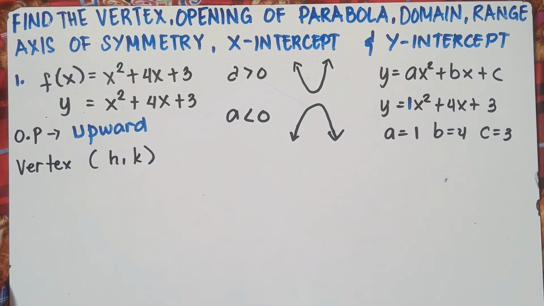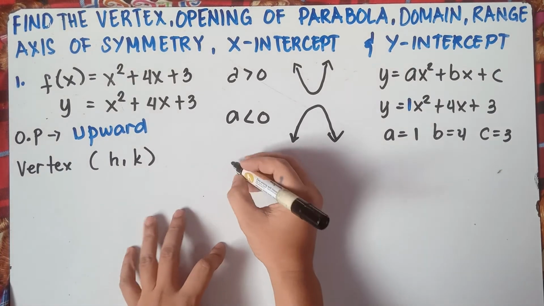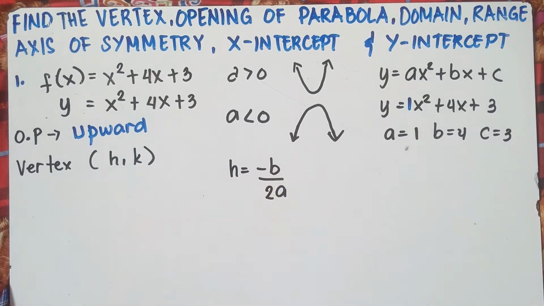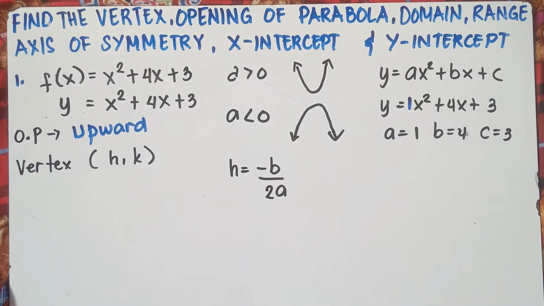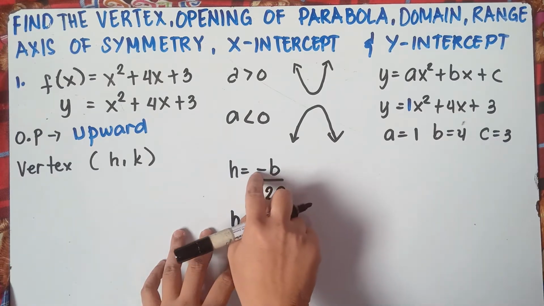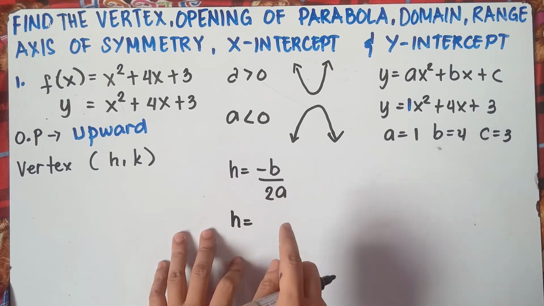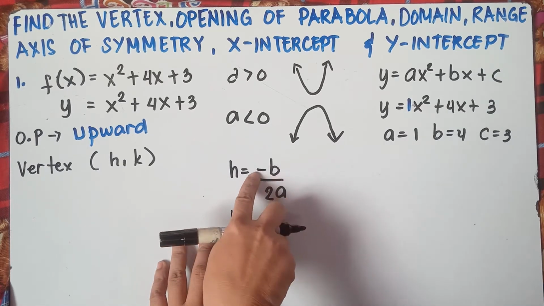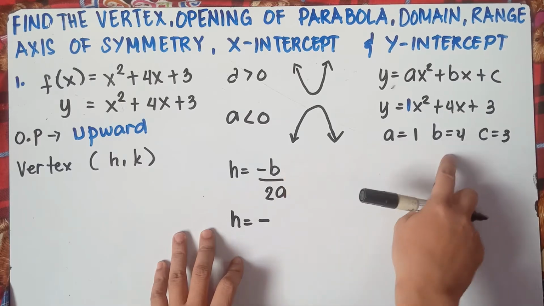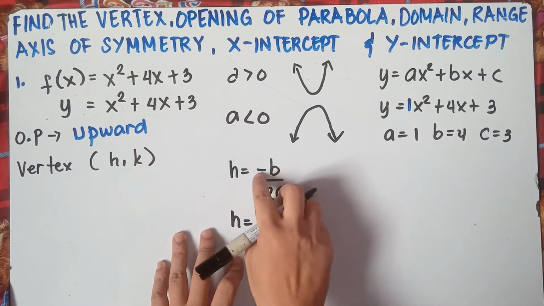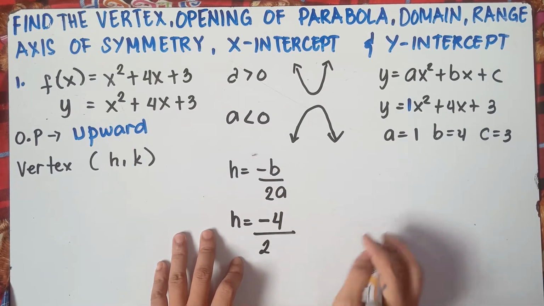To find the vertex, we have the formula for h. The formula for h is h equals negative b over 2a. That's the formula, class, for getting the value of h. Our b is 4. So copy the negative sign, because it's already in the formula, and the value of b is 4. So copy the negative sign, then 4 over 2, then our a is 1.